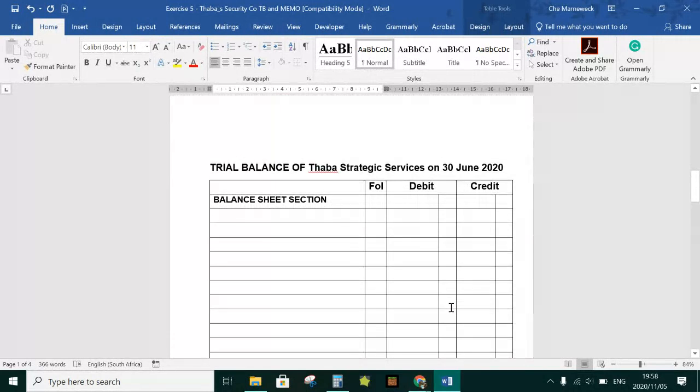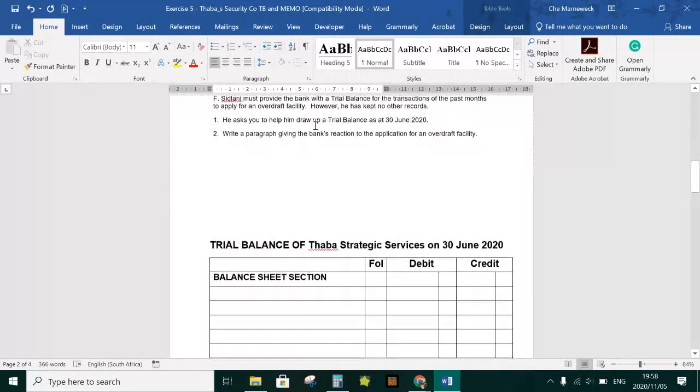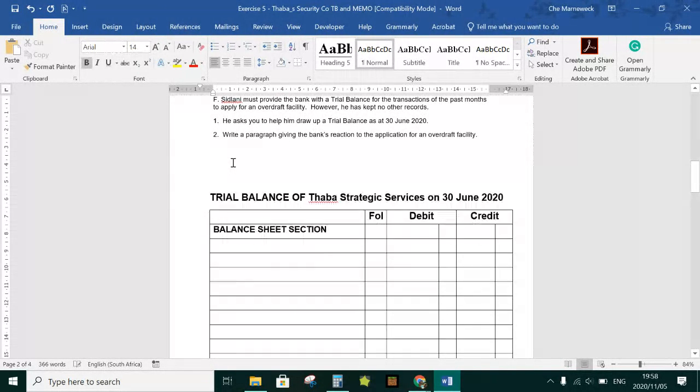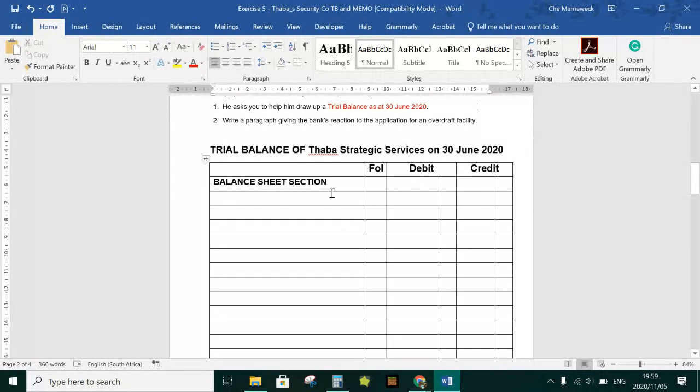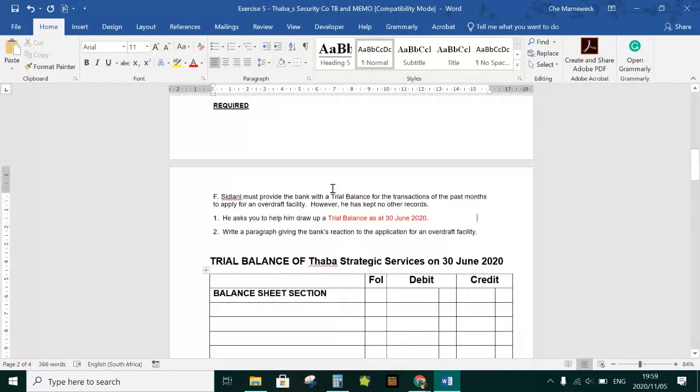So we go to our answer sheet. We are doing the trial balance of name of business, which must have the word "on", and then the date, 30 June 2020. Okay, and they ask us to do the trial balance for June 2020. We start with the balance sheet section, so we fill in the balance sheet section first.